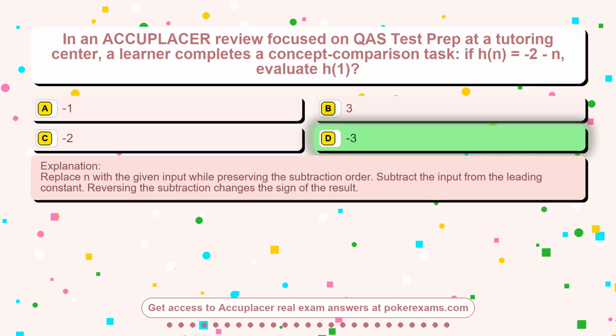Replace n with the given input while preserving the subtraction order. Subtract the input from the leading constant. Reversing the subtraction changes the sign of the result.